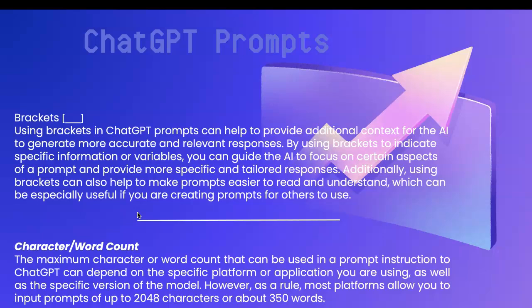First, we want to look at how we use brackets in ChatGPT, because they give additional context for the AI to be able to give you more accurate and relevant responses. When you use brackets, you can indicate specific information or variables to guide the AI, focus on certain aspects of a prompt, and get more tailored responses. You can also use brackets to make your prompt easier to read and understand, and that's useful when you're creating prompts for other people to use.